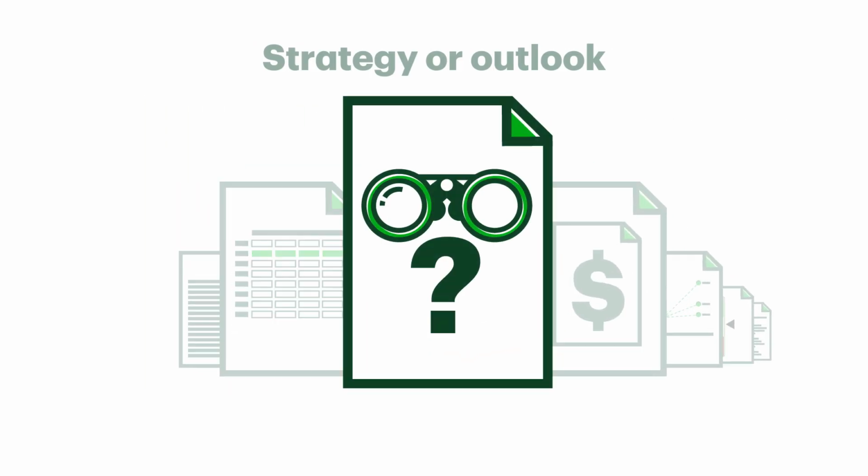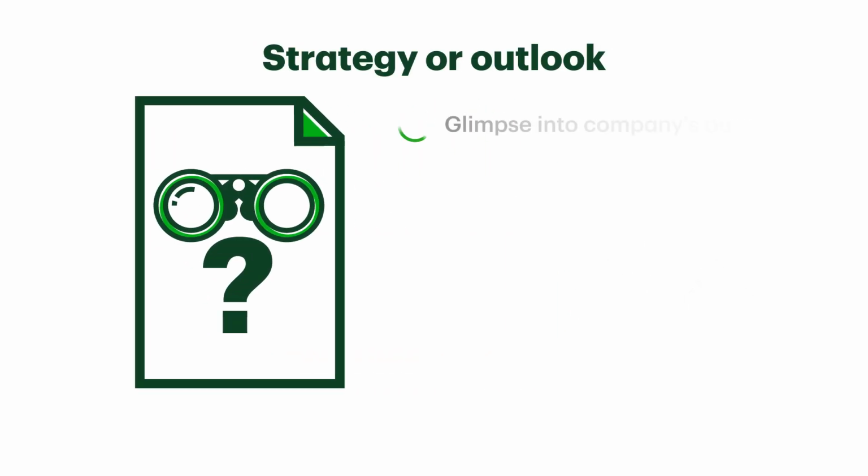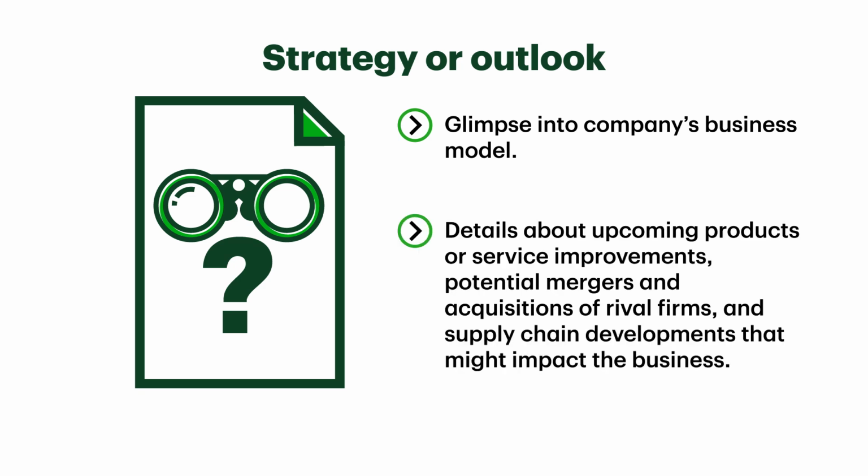Third, company strategy or outlook. This section gives readers a glimpse into the company's business model. Here, you might find details about upcoming products or service improvements, potential mergers and acquisitions of rival firms, and supply chain developments that might impact the business.